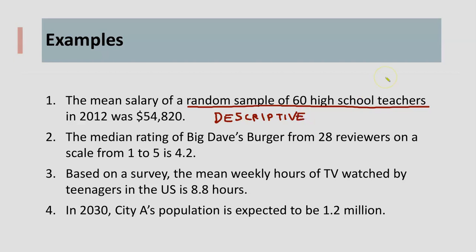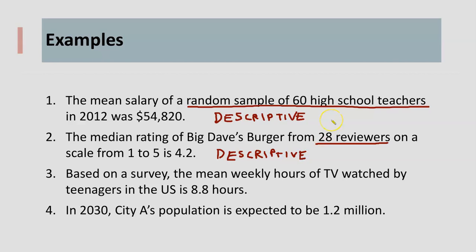Example 2, the median rating of Big Dave's Burger from 28 reviewers on a scale from 1 to 5 is 4.2. Well, it's a median, but the more important information here is that it's a median that came from a sample of 28 reviewers. So similar to example 1, we can attribute this number to a number that has been summarized from a sample of 28 reviewers. Once again, that's the key piece of information that lets me know that this is an example of descriptive statistics.